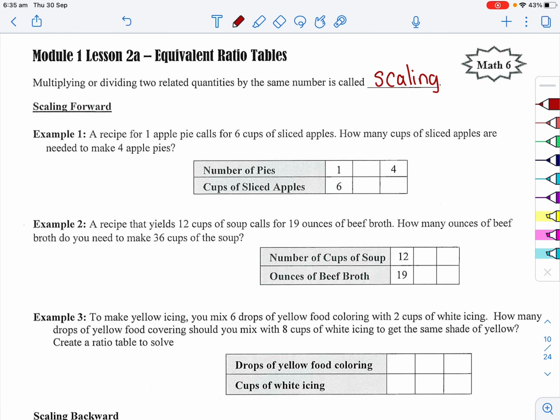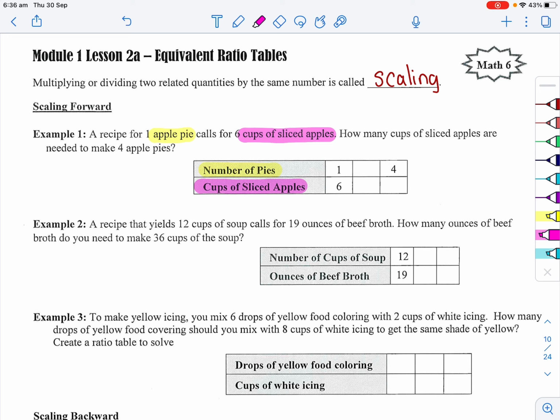So example 1 says, a recipe for 1 apple pie calls for 6 cups of sliced apples. And the first thing that I'm going to notice is in my question, it says 1 apple pie, and my table says number of pies. I have 6 cups of sliced apples, so the other part of my table says cups of sliced apples. I went in the order in the question, so the apple pies came first, so the number of pies comes first. I have cups of sliced apples second, so the cups of sliced apples is on the bottom.